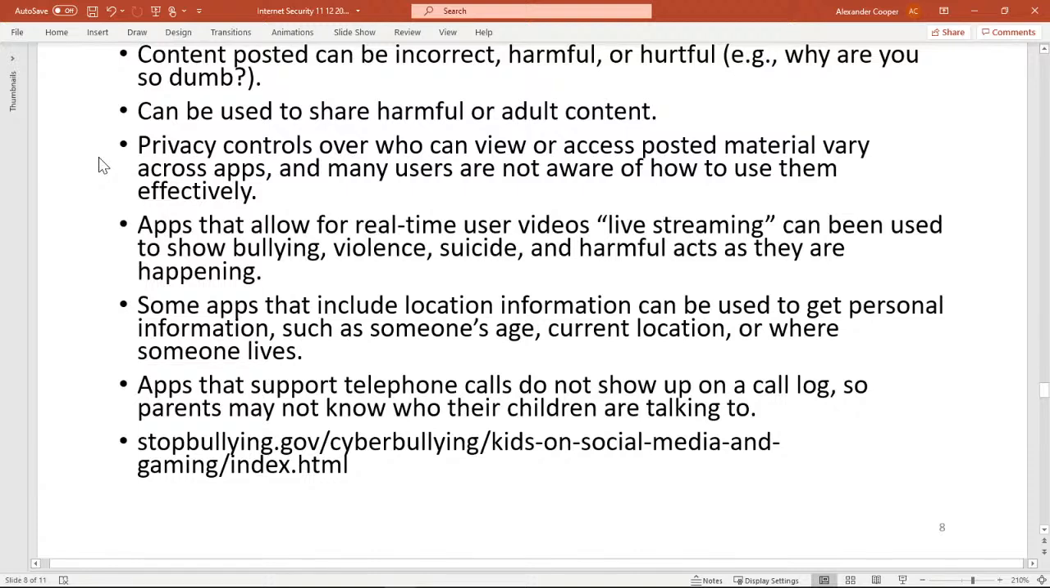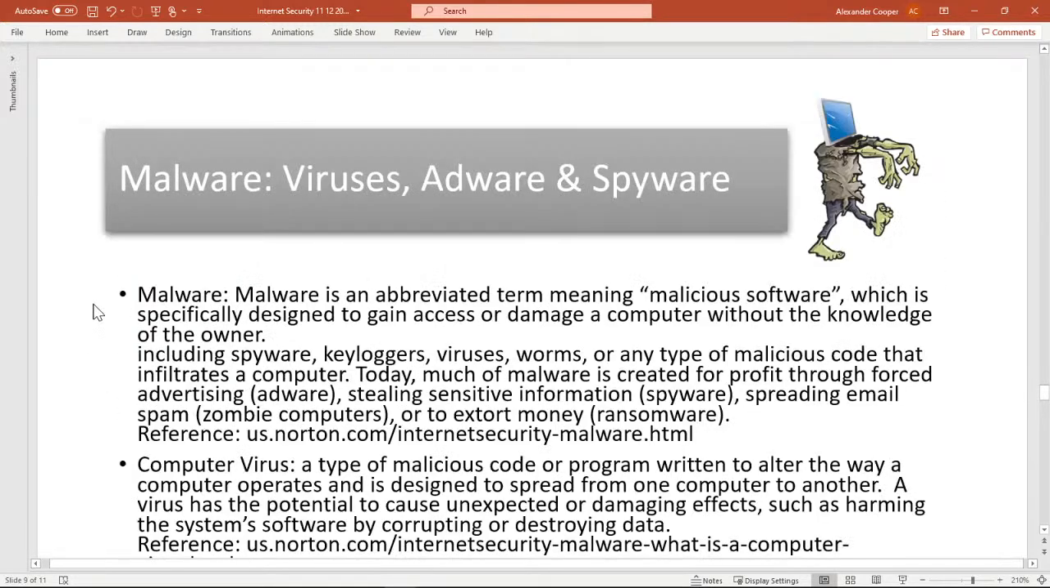We have more information there: cyberbullying.gov, cyberbullying kids on social media. All right, so that kind of finishes up our part talking about cyberbullying. So let's go ahead to our next part.